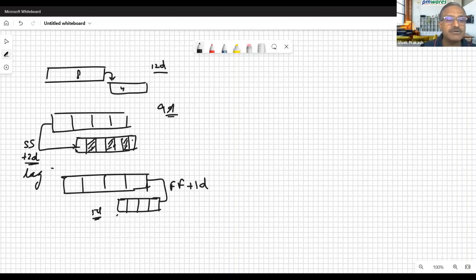These 3 days of inefficiency are taken away. The person can start the work here and complete the work at the same time. It's still 9 days, but this thing has been removed. Now, this is a circumstance in which FF plus 1 day is more efficient than SS plus 2 days. In some other circumstances, SS plus 2 days may be more efficient than FF plus 1 day.